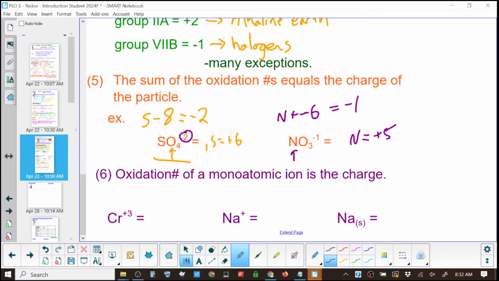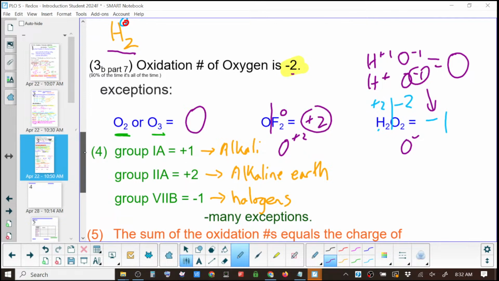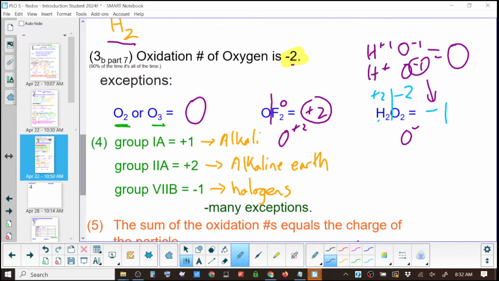So the overall charge of a molecule is the sum of all the oxidation numbers in the molecule. When do we know if oxygen is -2 or not? You go with the vibe. These are the only cases in which it isn't.